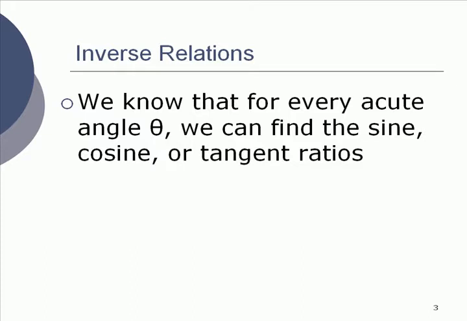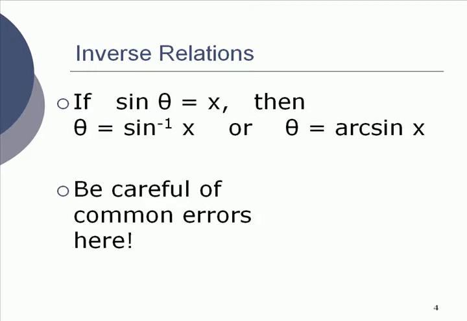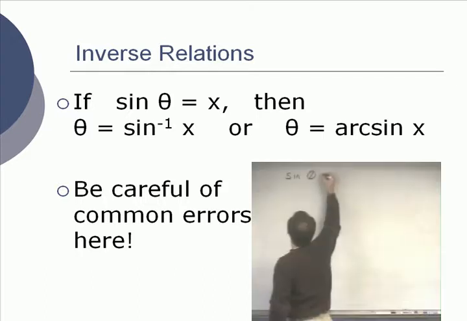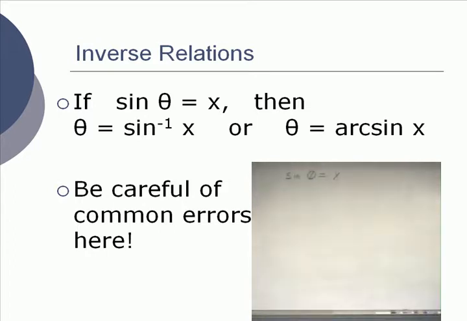Well, what we want to do today is work backwards so that if we know what the ratio is, we can work backwards to find the angle. Opposite direction of what we did yesterday. Now, here's the principle that we're going to operate under, and this is basically notation, how we represent this. If we know that sine of theta is equal to x, then we can say 2 things. The first thing that we can say is that theta is equal to the inverse sine of x.